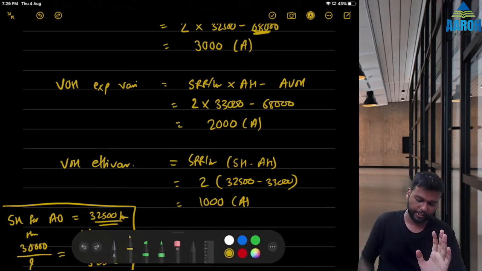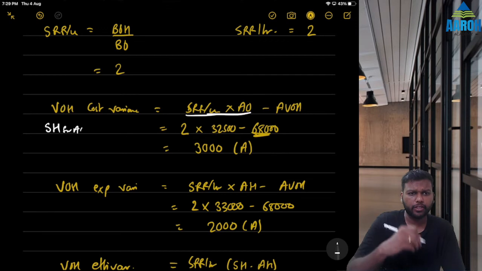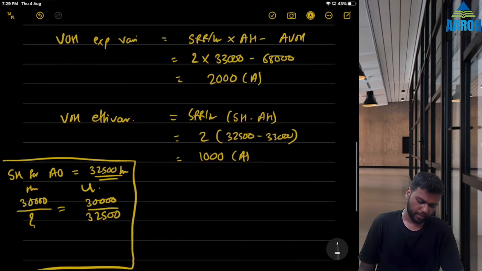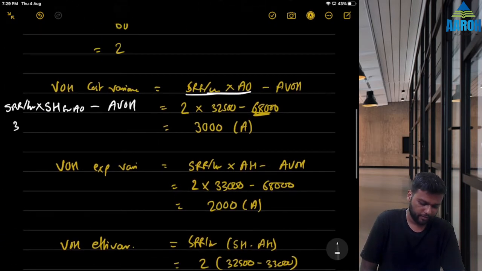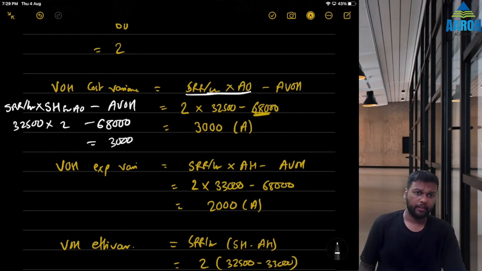Okay, now you'll have to concentrate carefully. Let's convert all the formulas. If we convert this formula, actual output will become standard hours for actual output. Actual is standard, output is hours. Then SRR per hour minus actual variable overheads. Now we have everything. Standard output is 32,500 into 2 minus 68,000. If you check, it is going to be the same, 3,000 adverse, right? Same.